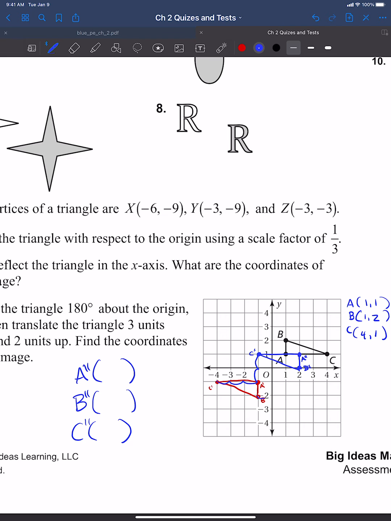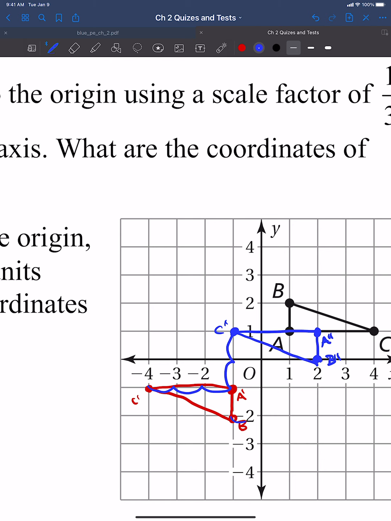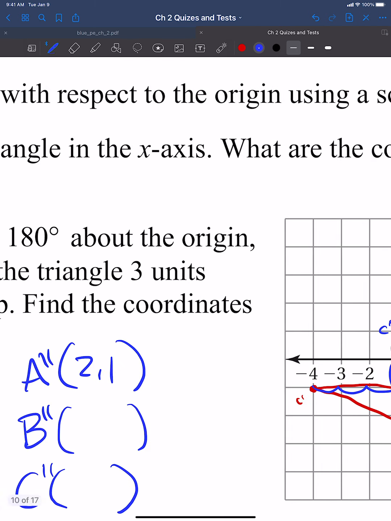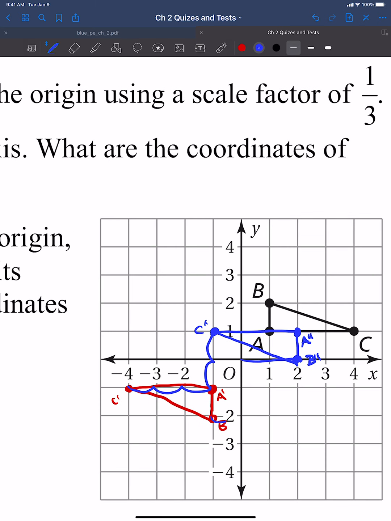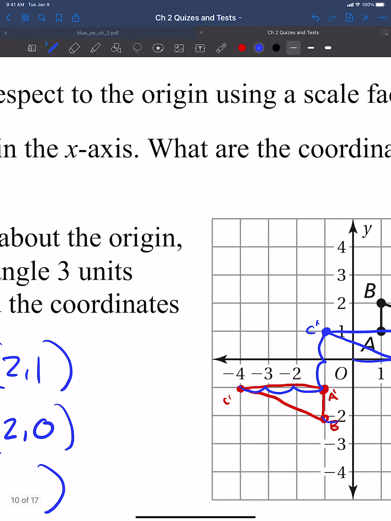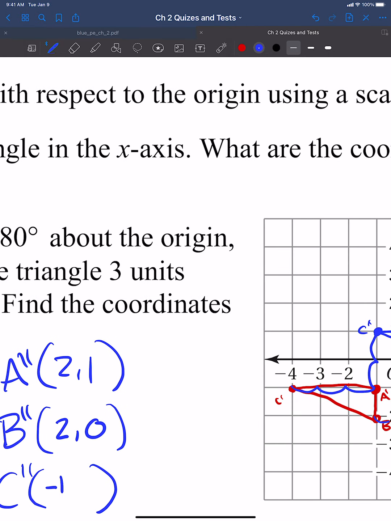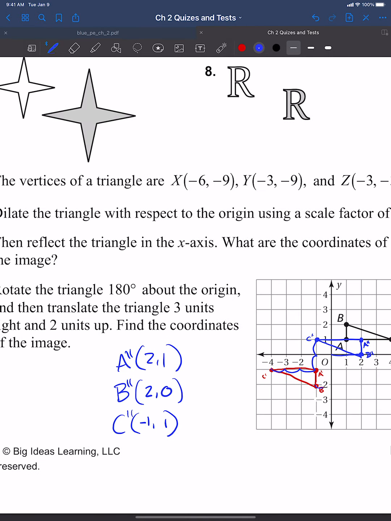You said 2, 1 for A? Mm-hmm. I know. Mine's all crazy. B, 2, 0, 2. 0, 2, 2, 0. Remember, the first one is the X. We went over 2 and then up and down none. How about C? 1, negative 1, 1. Good. There you go. There's your answer.